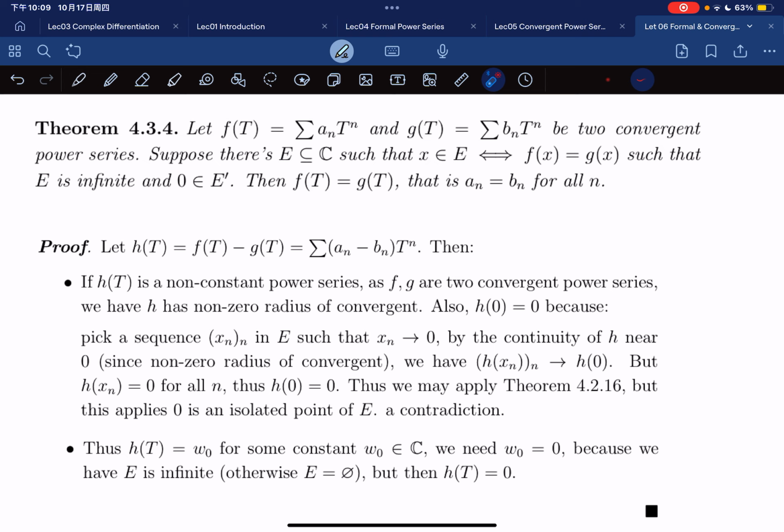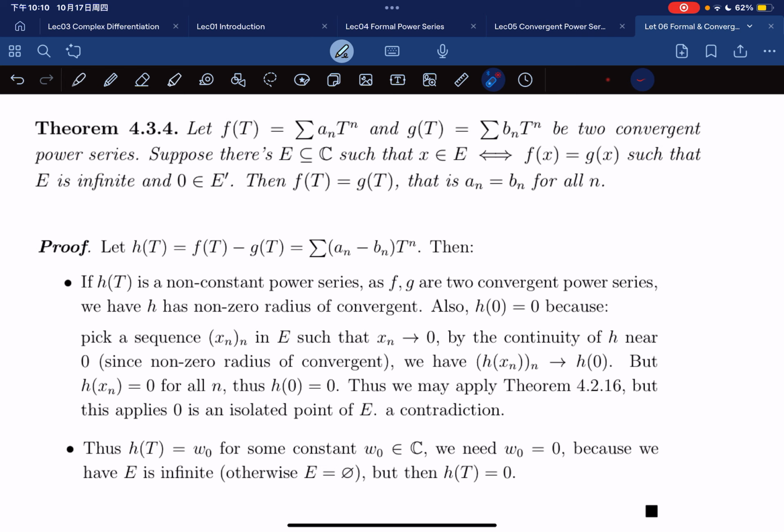This is like a linear combination, f plus negative g. Negative g is still a power series with non-zero radius of convergence, because a scalar doesn't affect the radius of convergence. So h has a non-zero radius of convergence. Also, we need h(0) equal to 0. Why? Because 0 is a limit point of E, we can pick a sequence x_n in E such that x_n goes to 0.